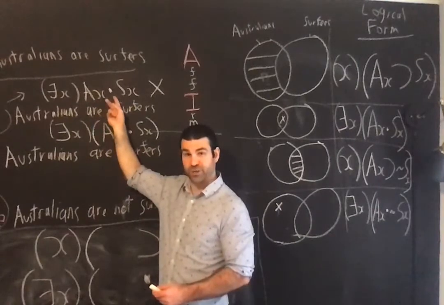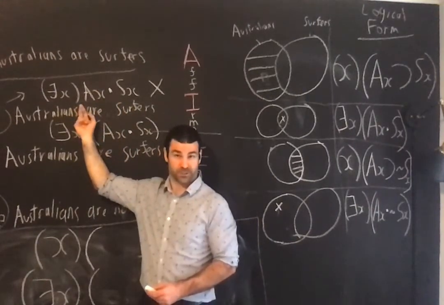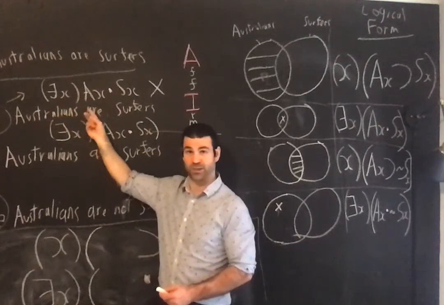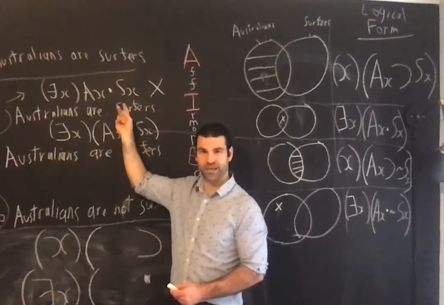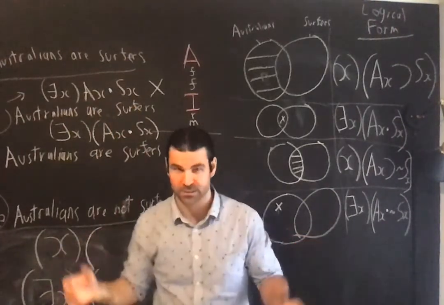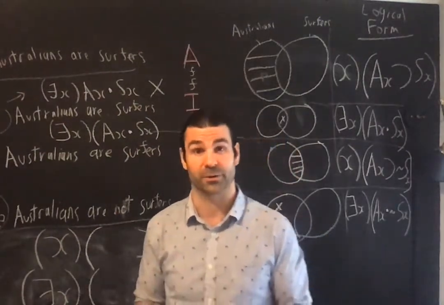The major operator here is a conjunction, and the two conjuncts are, first conjunct, Australians exist. This says there exists an X such that X is an Australian. Australians exist, and X is S. X, what is X? X is an individual variable. You don't want individual variables unbound, right?